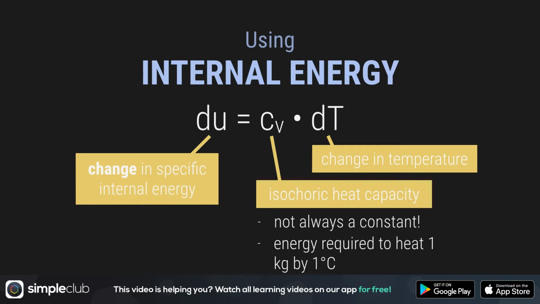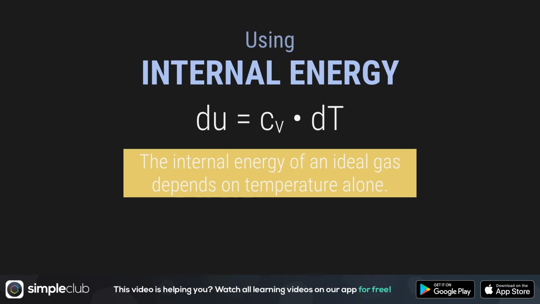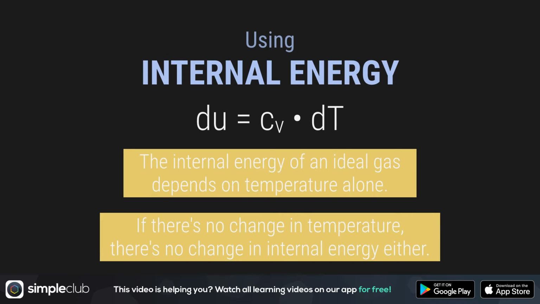The cool thing here is that the internal energy of an ideal gas depends on the temperature alone, since heat capacity is often taken to be a constant. So if there's no change in temperature, we know there's no change in internal energy either. This is a really cool thing to be aware of, and we're going to need to use it a lot when working with the first law of thermodynamics.